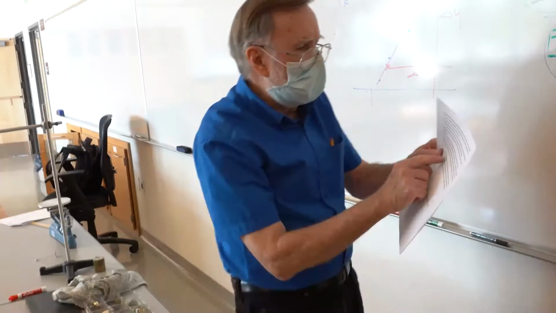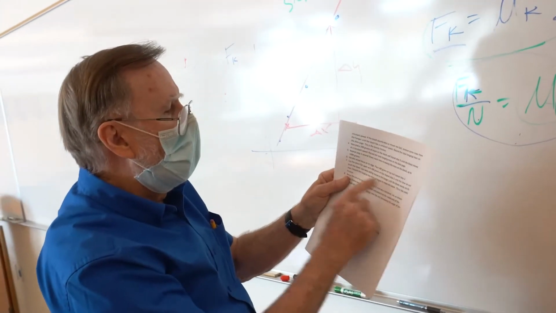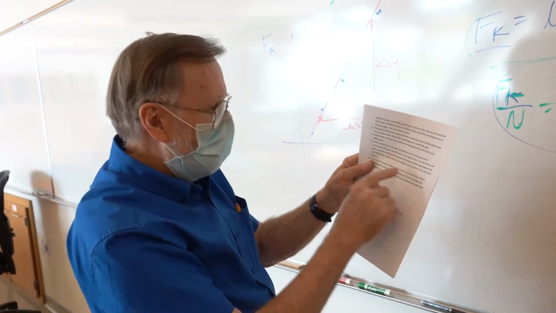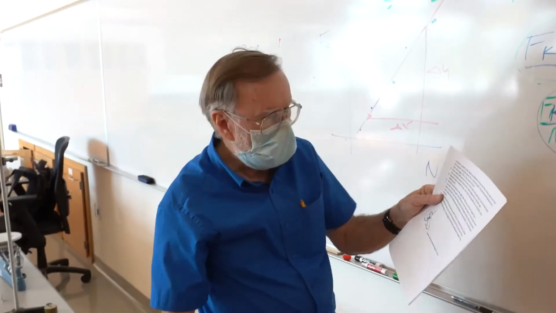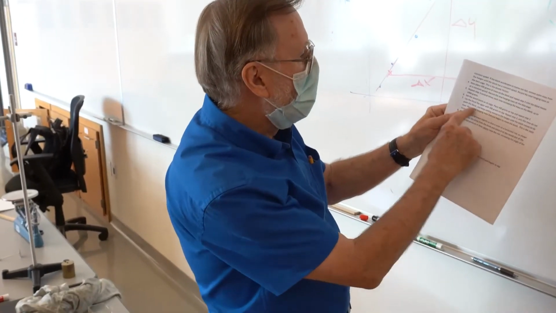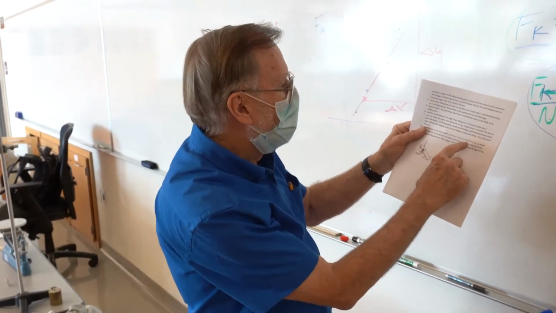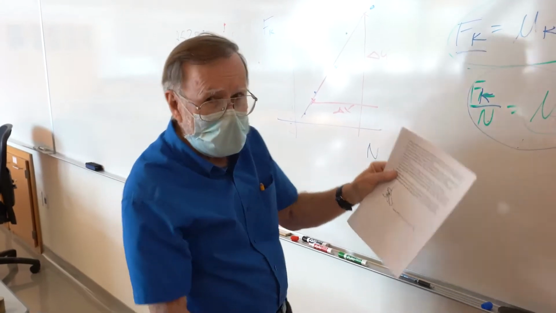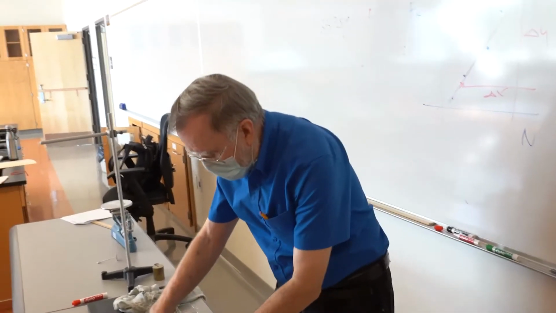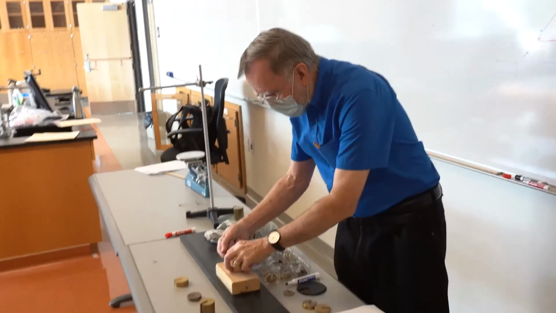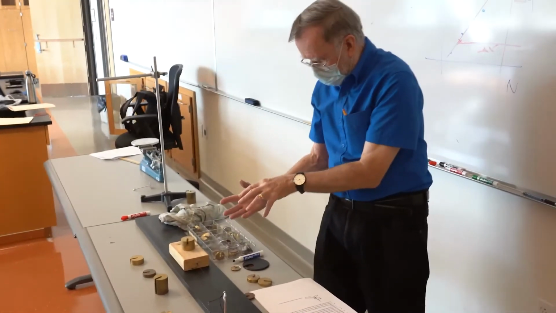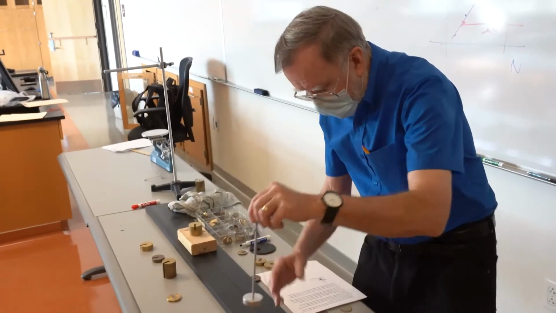All right, we're on procedure 7. Put 400 grams on top. Repeat step 3, that is adding masses, but this time, do not push the block. Just keep adding the masses to the hanger until the block moves on its own. Now we're talking static friction, because by not pushing the block, it's not moving, it's static.